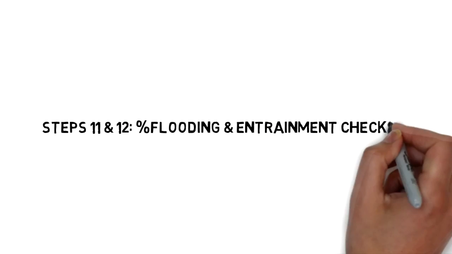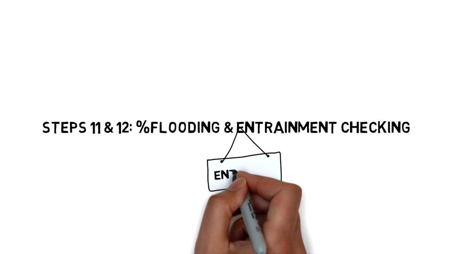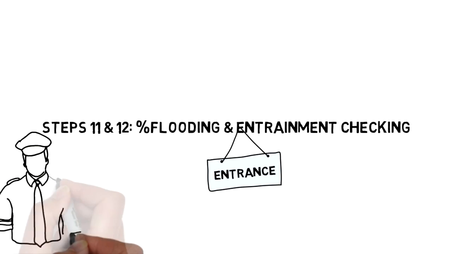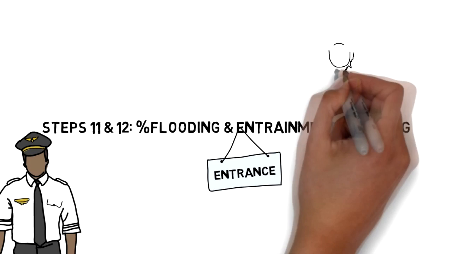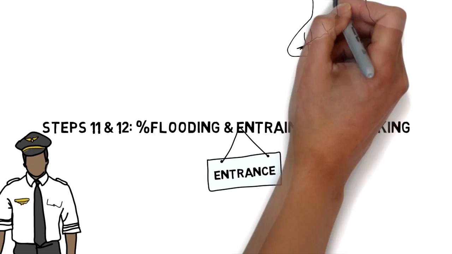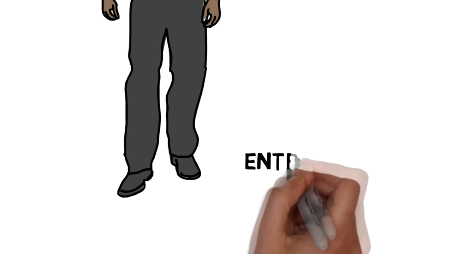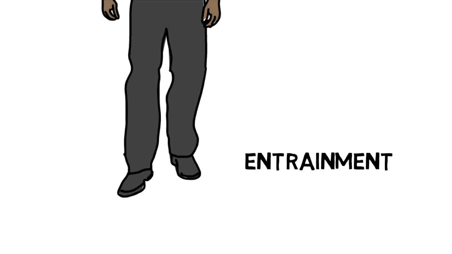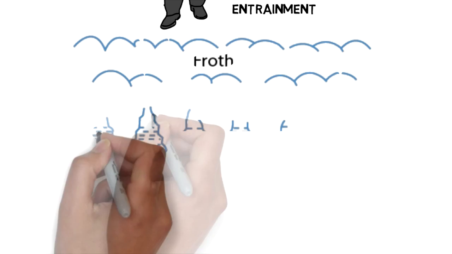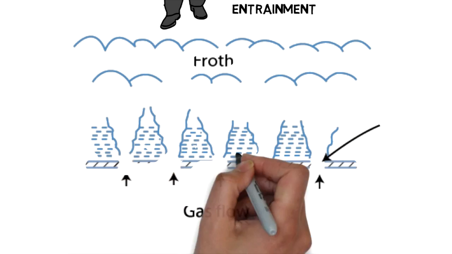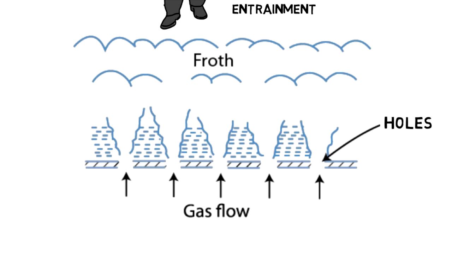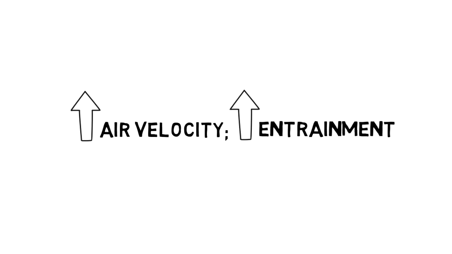Steps 11 and 12. Determining the percent flooding and the entrainment checking. Entrainment is the phenomenon in which liquid droplets are carried by vapor to the tray above. The less volatile liquid component from the bottom tray is mixed with liquid having more volatile materials on the overhead tray. Increasing vapor velocity will increase entrainment.